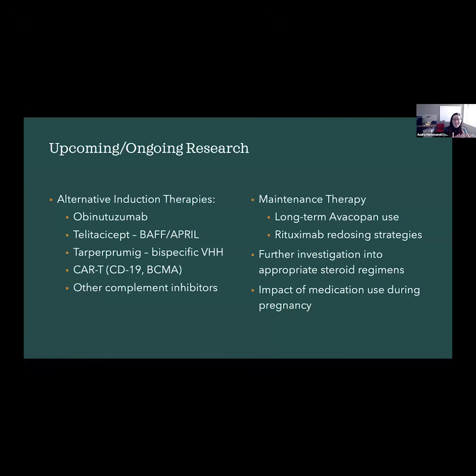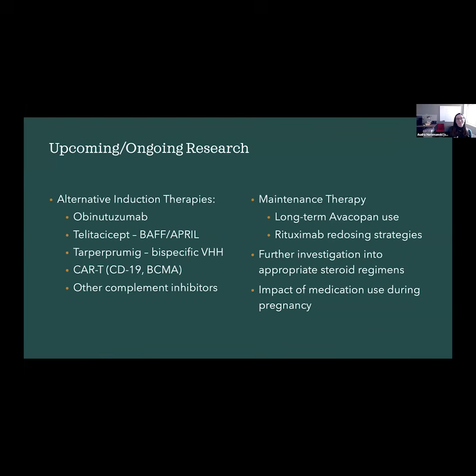You might have heard about CAR T-cell therapy. CAR T-cell therapy is kind of the deepest way that we can deplete B cells, which is one of the things that rituximab does. But CAR T-cell therapy is like a really aggressive way to do that. There's a couple of different types of CAR T-cell therapy, but a number of different companies are looking to use these therapies in ANCA vasculitis, as well as other ways to inhibit the complement pathway, which is what avacopan does. There's a couple of other different medications being investigated in that space.